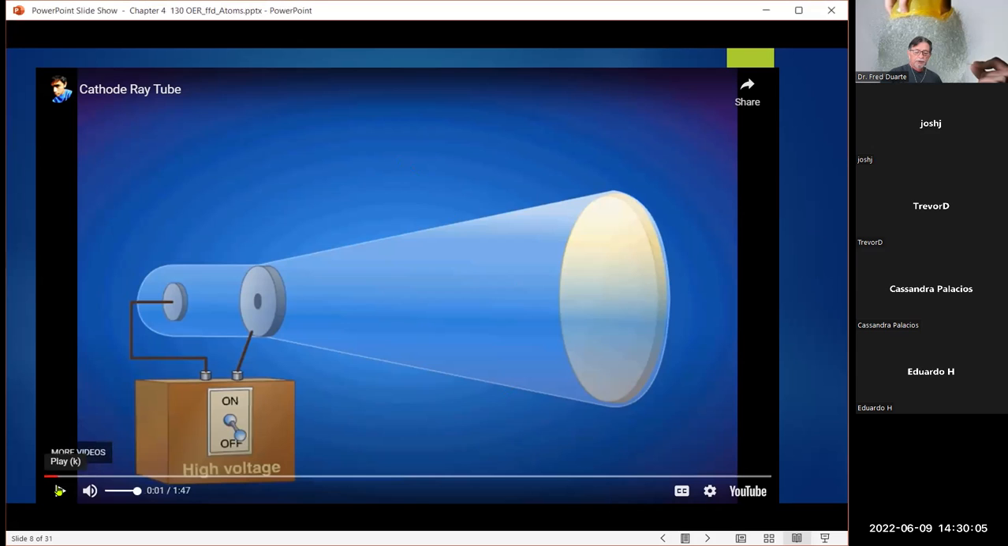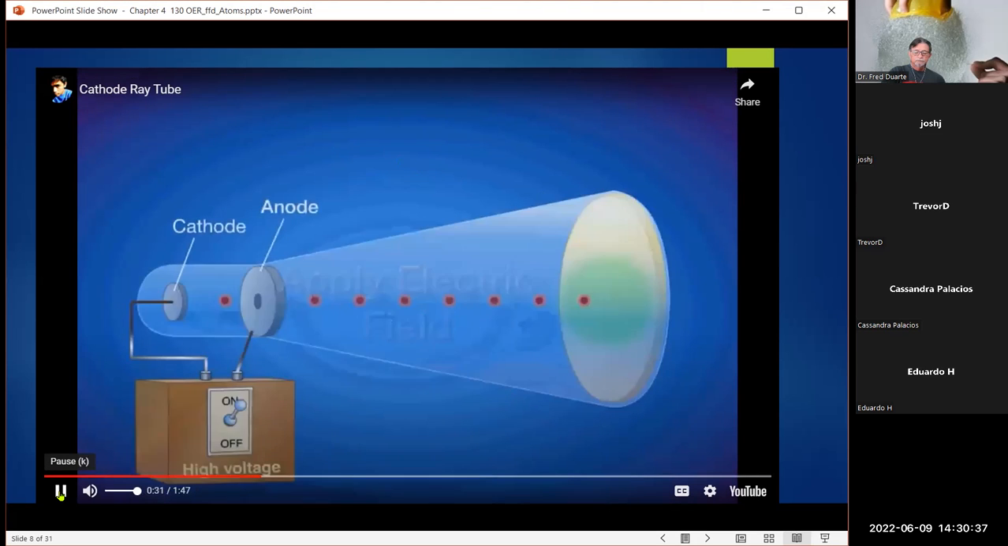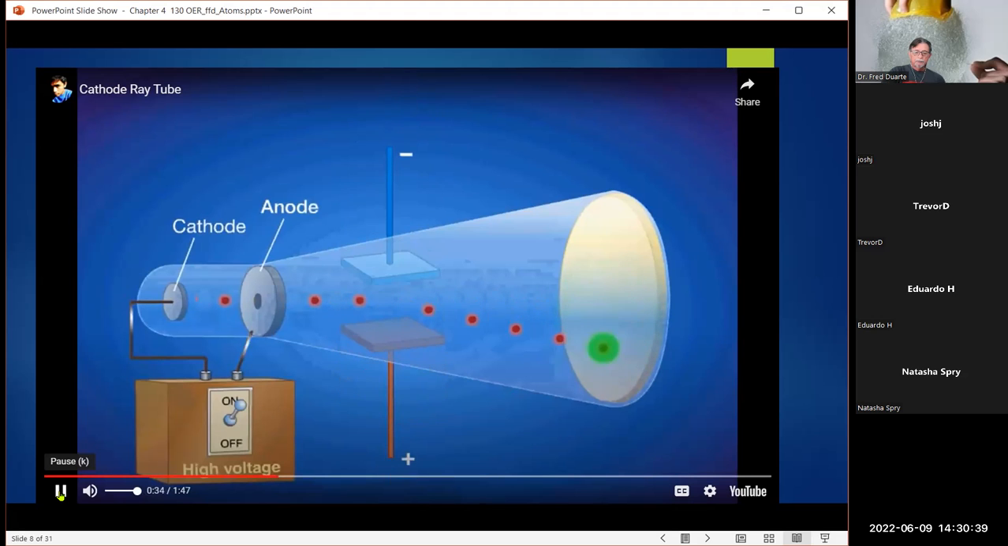The cathode ray tube is the forerunner of the television tube. It is a glass tube from which most of the air has been evacuated. When the two metal plates are connected to a high voltage source, the negatively charged plate, called the cathode, emits an invisible ray. The cathode ray is drawn to the positively charged plate, called the anode, where it passes through a hole and continues traveling to the other end of the tube. When the ray strikes this specially coated surface, the cathode ray produces a strong fluorescence, or bright light. When an electric field is applied across the cathode ray tube.